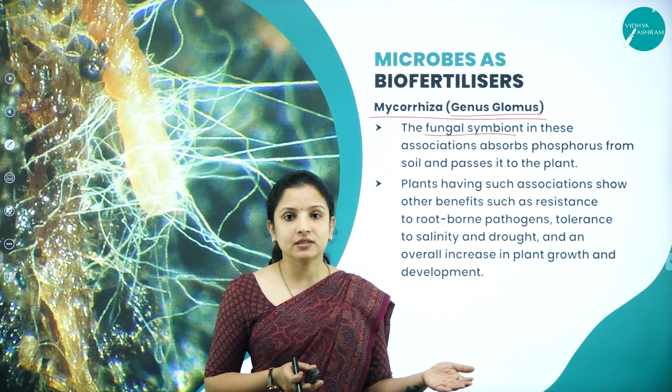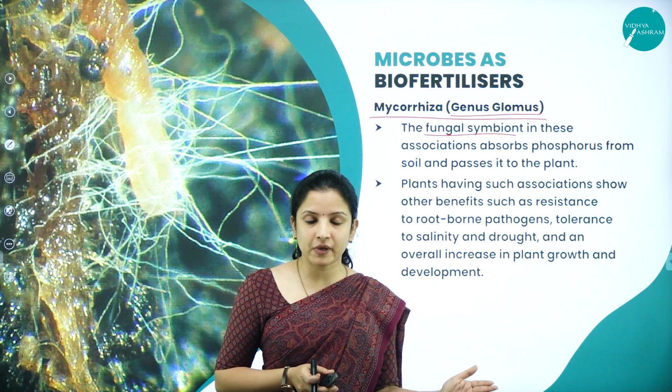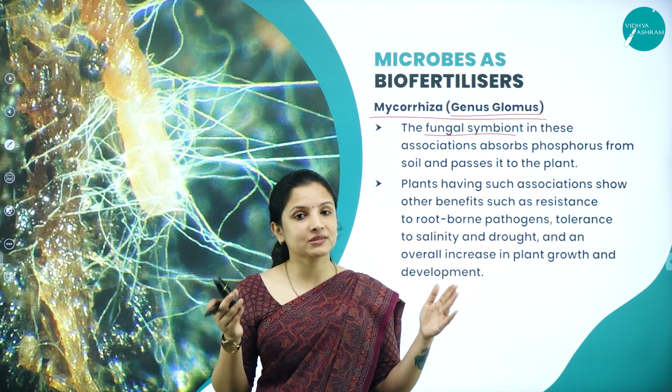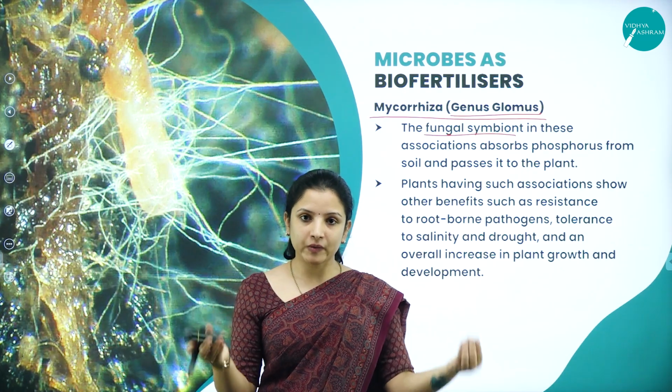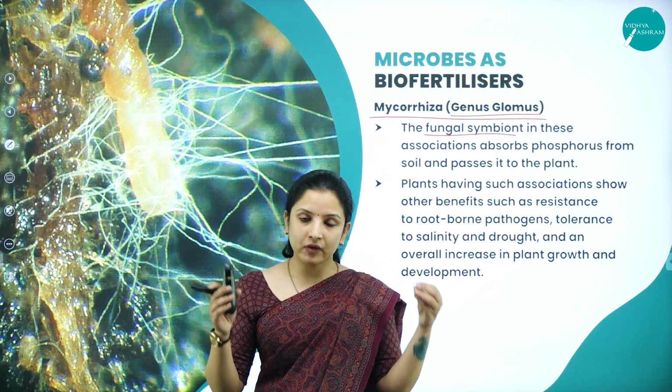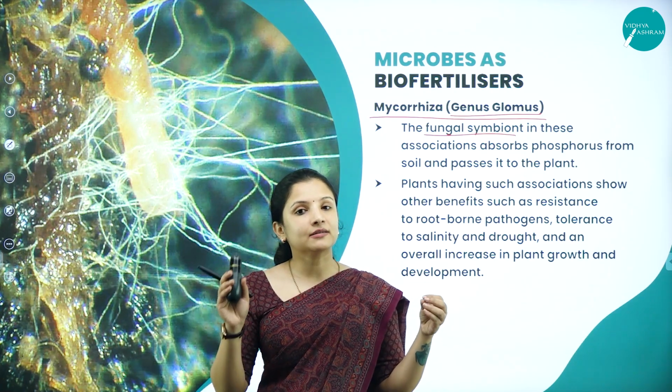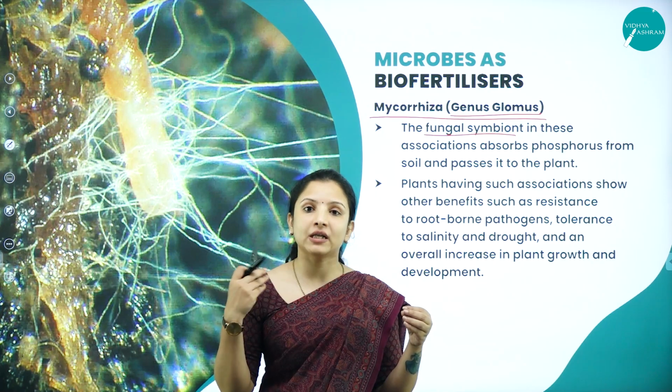So the rate varies. Take one plant which is not treated with mycorrhiza and one more plant which is treated with mycorrhiza. When we plant them in the soil and add phosphorus, the plant that is treated with mycorrhiza will grow very fast.